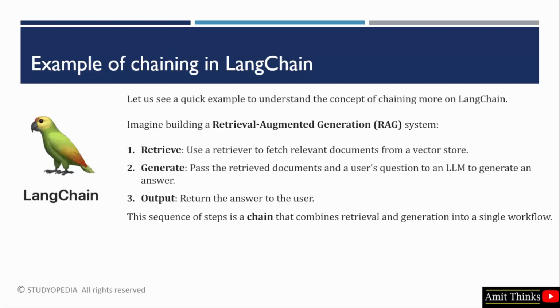an answer. And what will be the output? The answer will be returned to the user. So the sequence of steps we saw is a chain that combines retrieval and generation into a single workflow. So this is the concept of chaining.